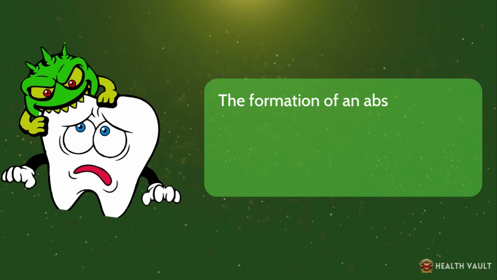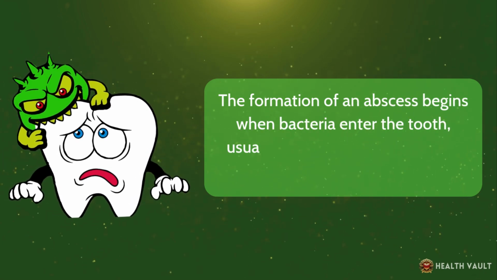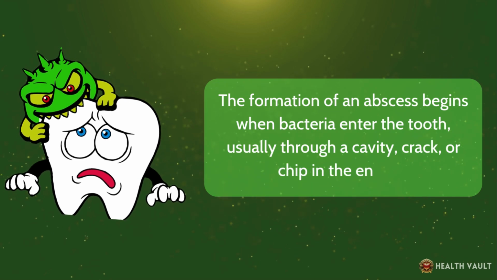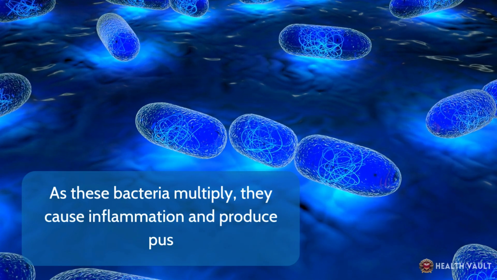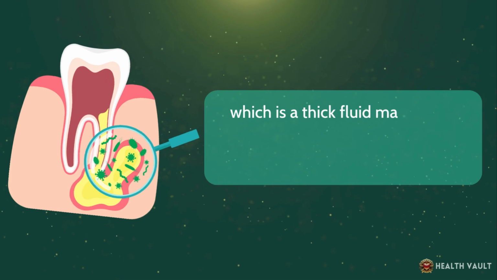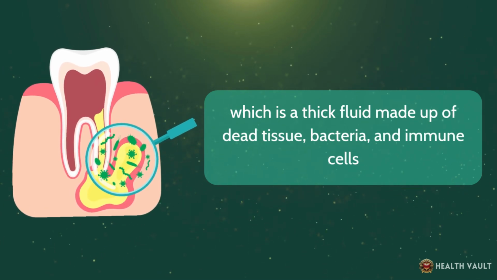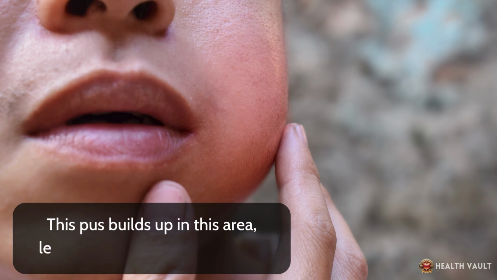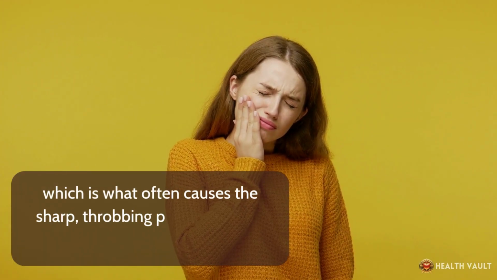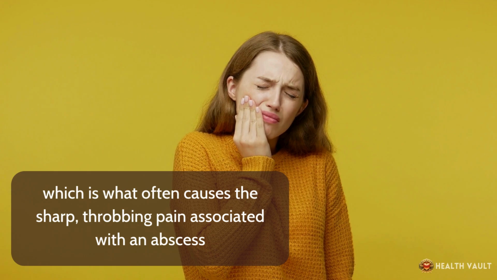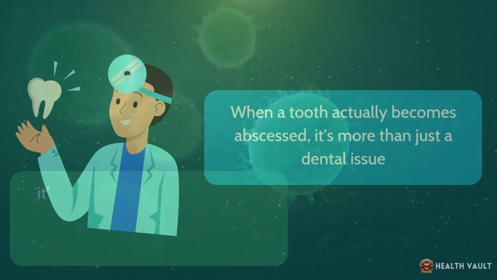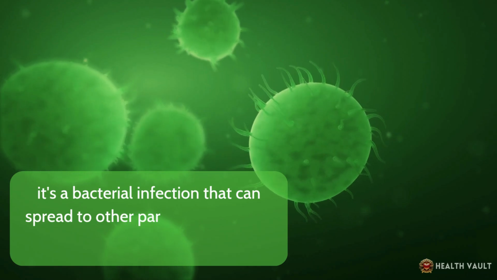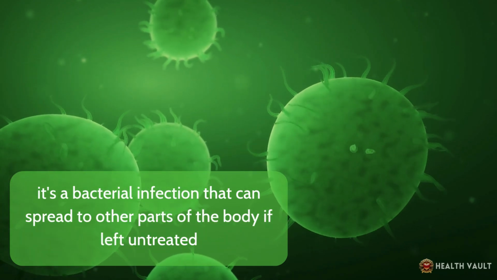The formation of an abscess begins when bacteria enter the tooth, usually through a cavity, crack, or chip in the enamel. As these bacteria multiply, they cause inflammation and produce pus, which is a thick fluid made up of dead tissue, bacteria, and immune cells. This pus builds up in this area, leading to swelling and pressure, which is what often causes the sharp, throbbing pain associated with an abscess. When a tooth actually becomes abscessed, it's more than just a dental issue, it's a bacterial infection that can spread to other parts of the body if left untreated.